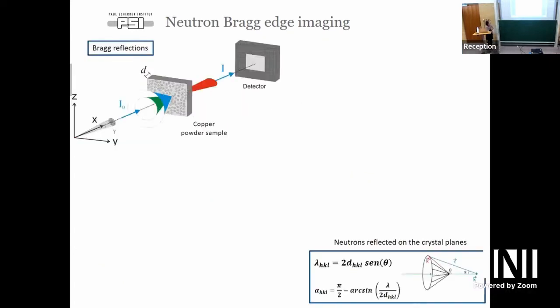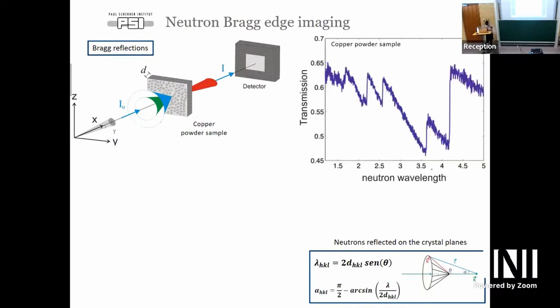Okay, so let's go back and see how this will look for a powder. As I told you before, the component that we want to describe is the neutrons that are reflected on the crystal planes, and the only way they can be reflected is due to Bragg reflections. So we are considering all the neutrons that have been removed from the beam, reflected out due to Bragg reflections, in these Debye-Scherrer cones, similar to a diffraction condition.